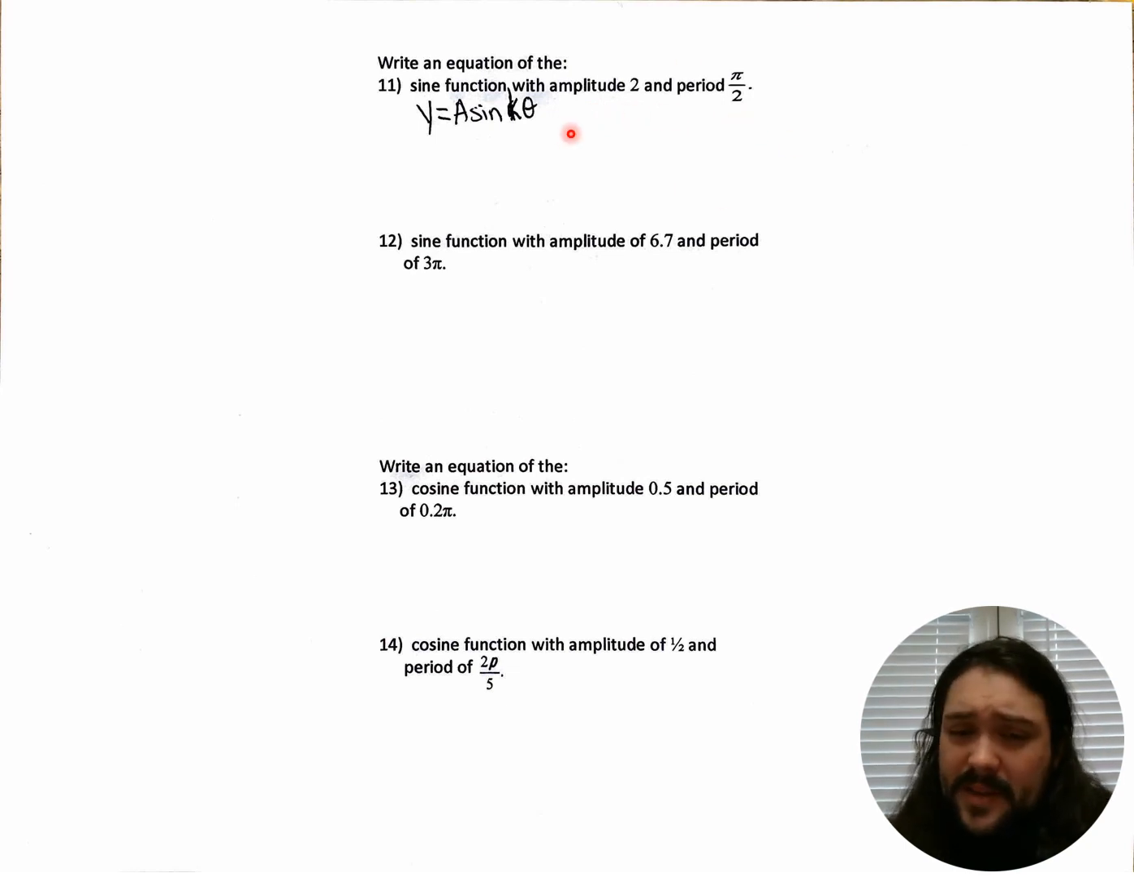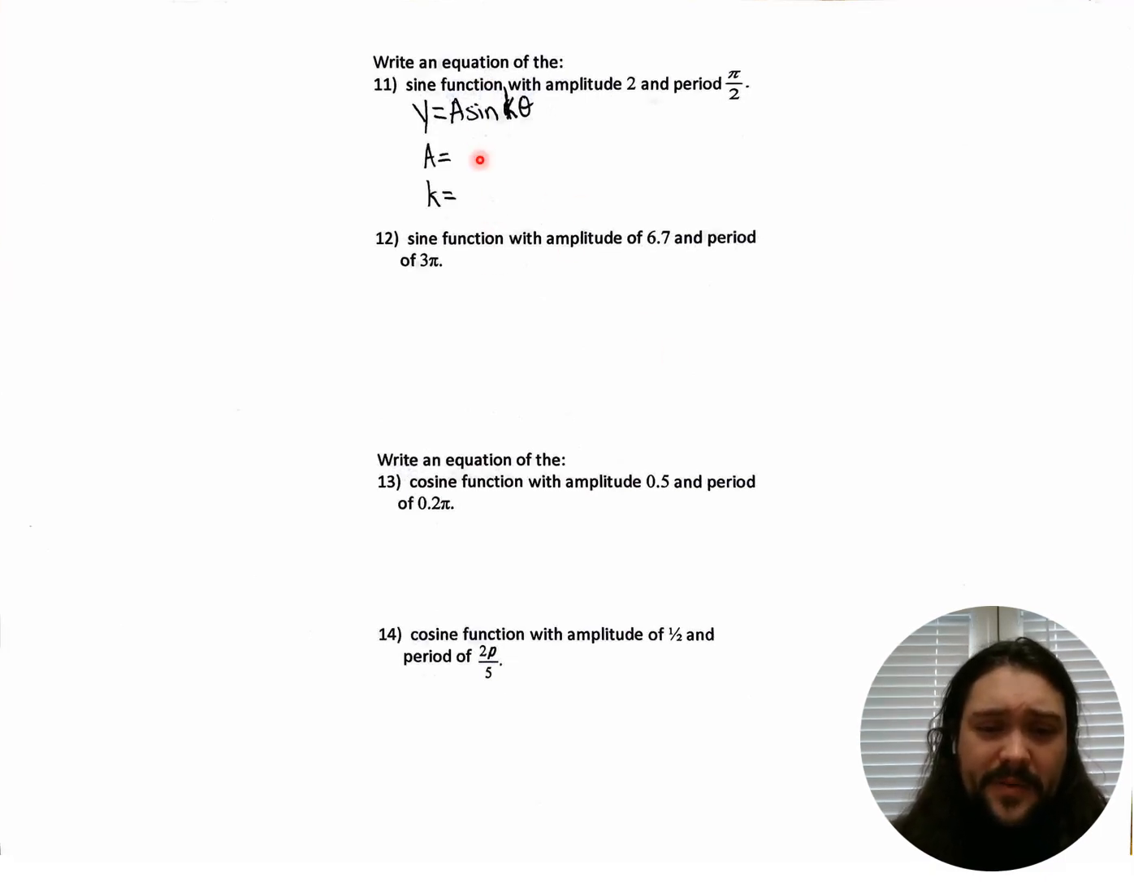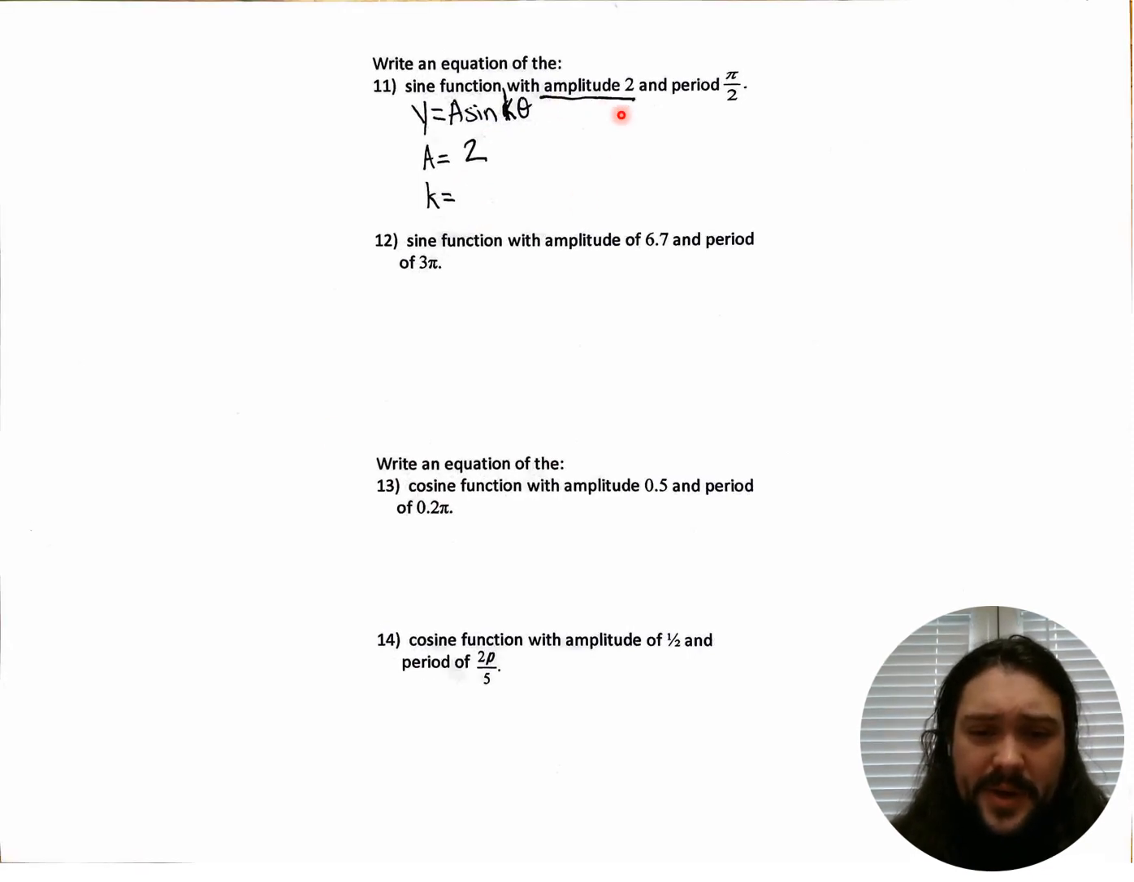So amplitude, again, super easy. We have this base y equals a sine k theta. That's kind of the format that we're going to write it in. Our a and our k we need to figure out. So a, right away, we know the amplitude is 2. So that one's pretty simple.